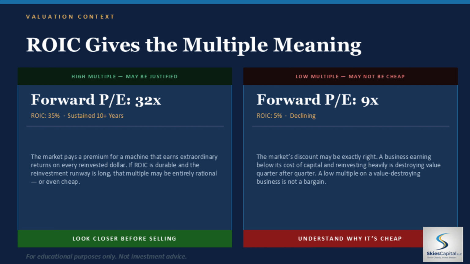Now, let's bring this all the way to valuation, because this is where ROIC becomes actionable. Look at the two businesses on the slide. On the left, you have a company trading at 32 times forward earnings with a 35% ROIC sustained for more than a decade. At first glance, that looks expensive, but ROIC changes the interpretation. The business earns exceptional returns on capital, and it has done so consistently across time. If management can keep reinvesting at anything close to those levels, that premium multiple may be completely justified.